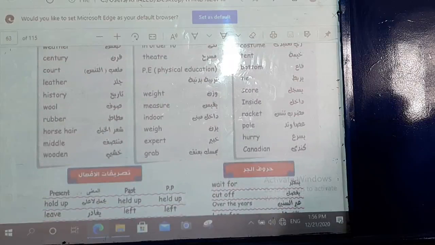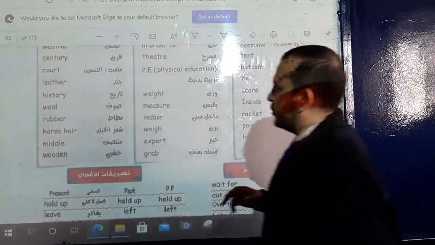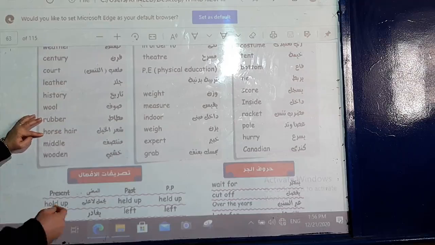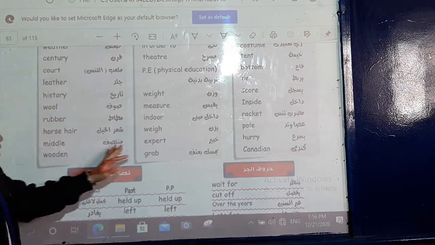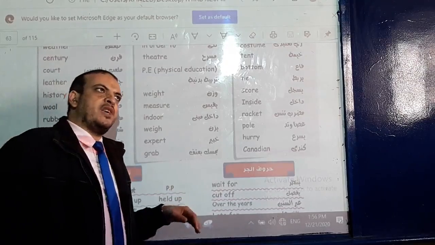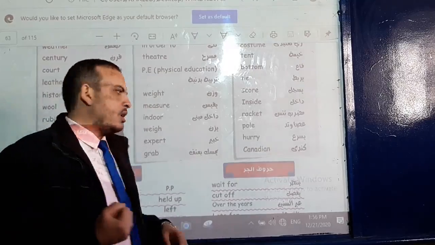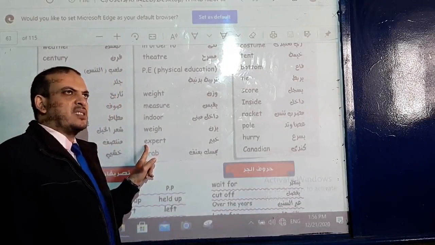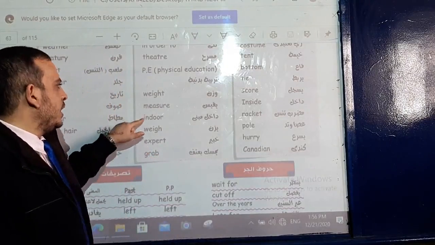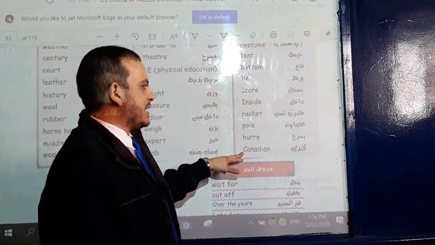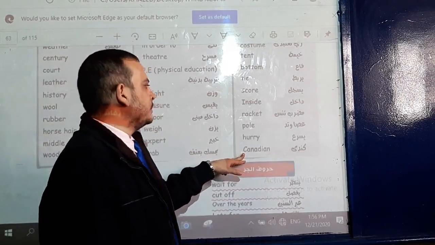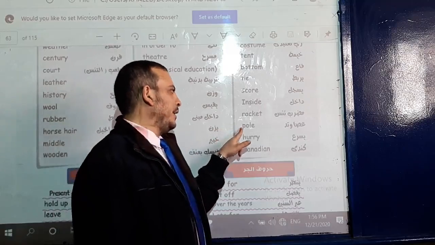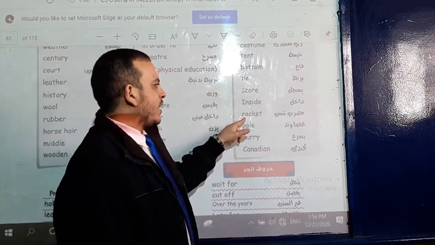Here, as you see now, let's complete what we have started. History, wool, rubber, horse here, the hair of the horse. Middle, wooden, grab, to take something by force, to drag it like this. Expert, when you say Ahmed is an expert scientist, okay? Way, indoor, I have spoken about it. Canadian, from Canada, the nationality from Canada. Hurry, in a hurry, hurry means fast. Cool, okay? Racket, I spoke about racket.